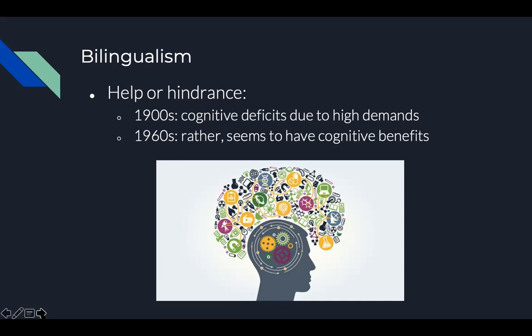But by the time the cognitive revolution came around in the 1960s, and we had a better understanding of how the brain stores information, researchers had discovered that people who are bilingual tended to score higher than people who are monolingual on a variety of tasks when controlling for certain variables like social class or socioeconomic status.